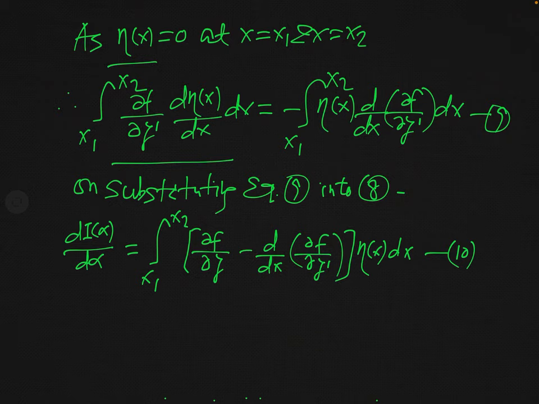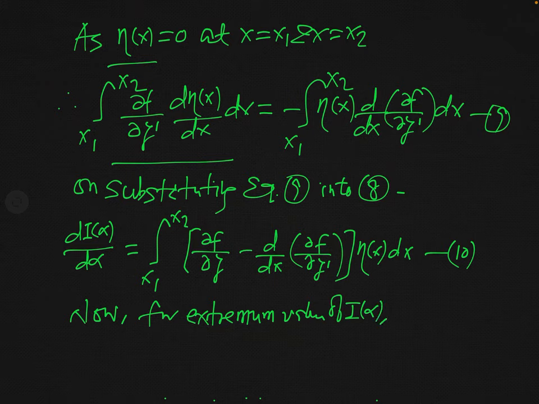Now you know the condition for extremum of I is what? This is dI d alpha at alpha equal to 0. Now we have seen earlier that for extremum value of I of alpha, dI of alpha by d alpha at alpha equal to 0 is equal to 0.